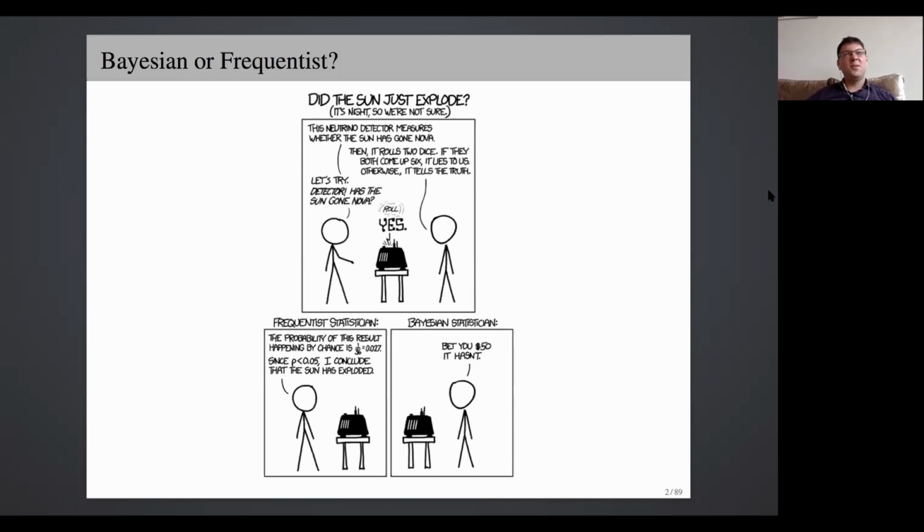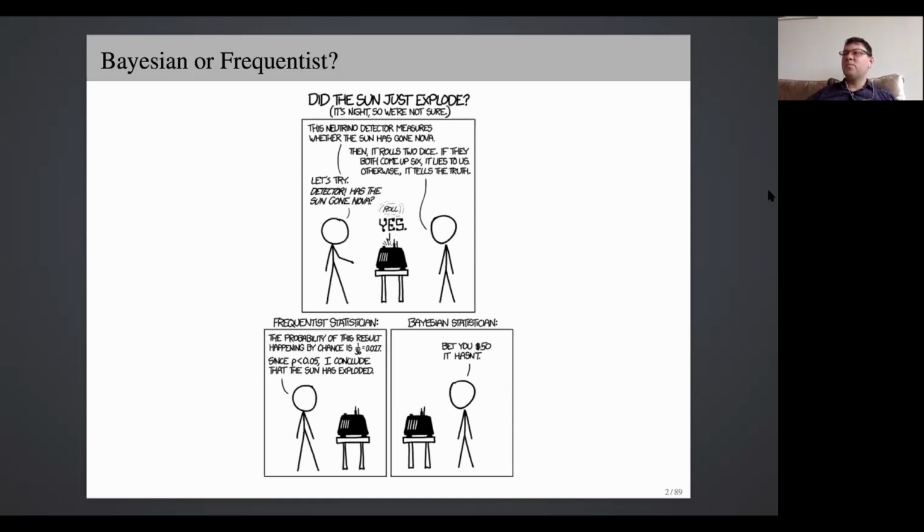So this cartoon isn't a perfect description of the two camps in a sense, but your reaction to this cartoon could depend also on what field you're coming from. If you're a game theorist, you probably would say, why just $50? Why not everything? Because if the sun has exploded, you have nothing more to lose. So in this sense, the Bayesian is also being a bit foolish.